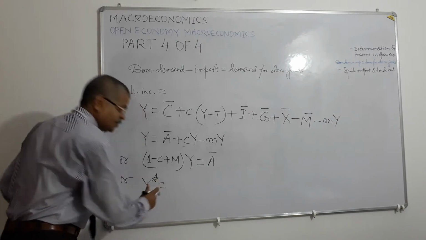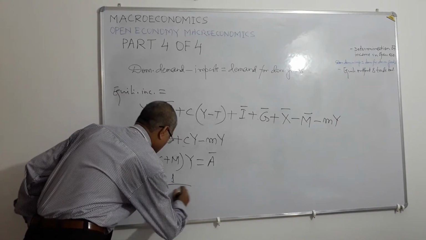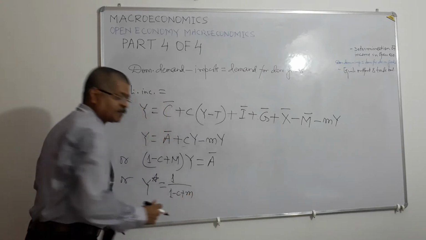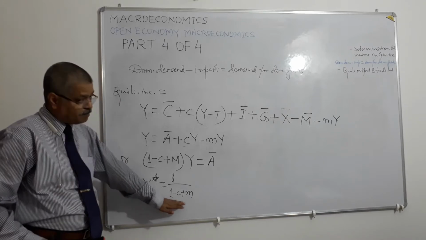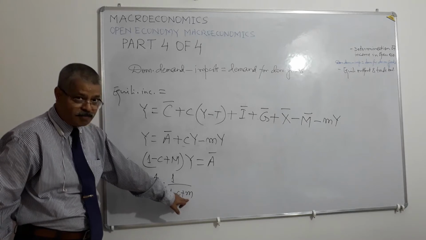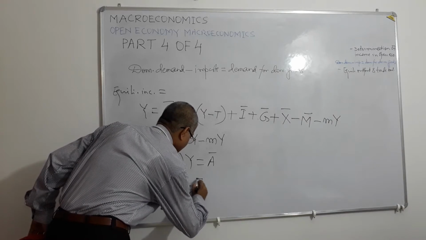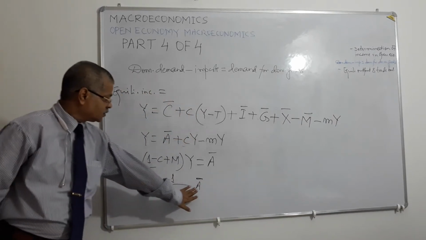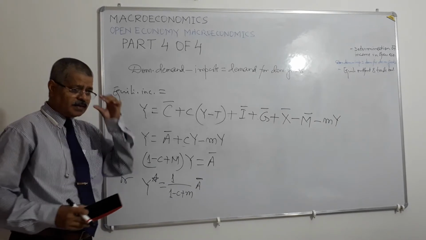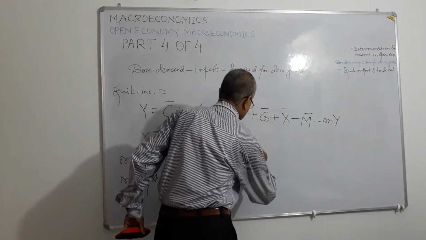Equilibrium income is equal to 1 upon 1 minus C plus M, 1 minus marginal propensity to consume plus marginal propensity to import, multiplied by A bar, the sum of all the autonomous expenses, right? Then we can say open economy multiplier.